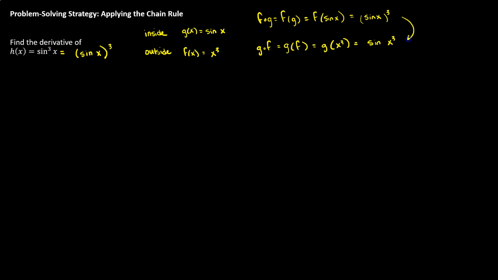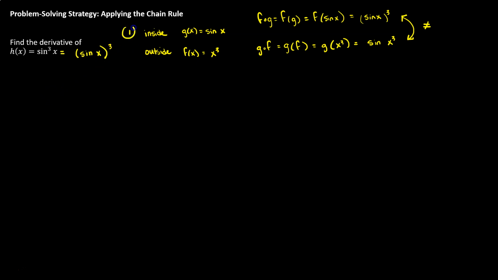These two things are not equal to each other. They're quite different, but they're easy to confuse with each other. So make sure that you know the difference between cubing the entire sine function and cubing the argument or the input of the sine function. They're not the same. So in this case, we're cubing the entire sine function.